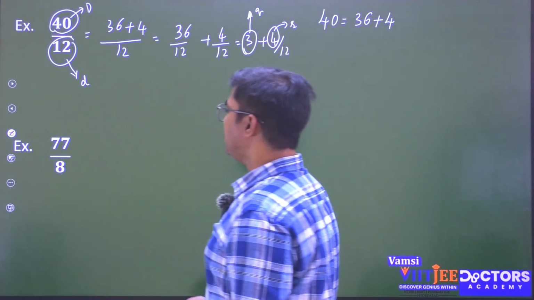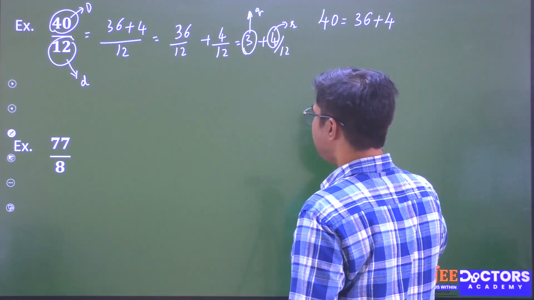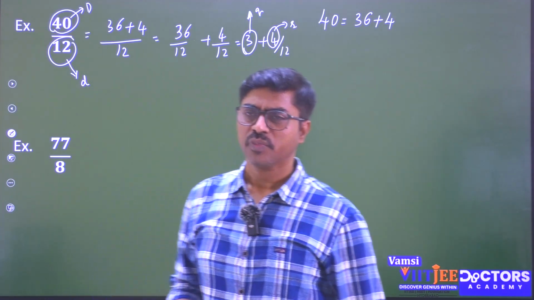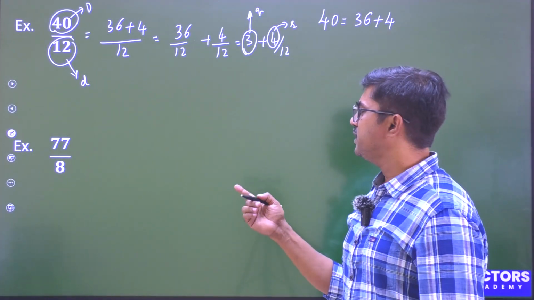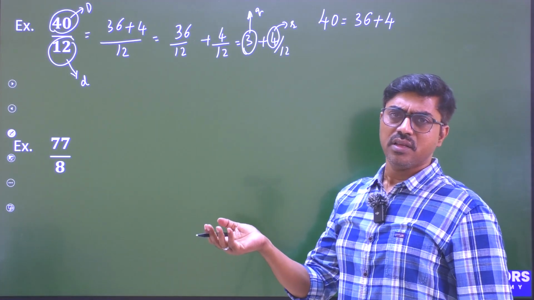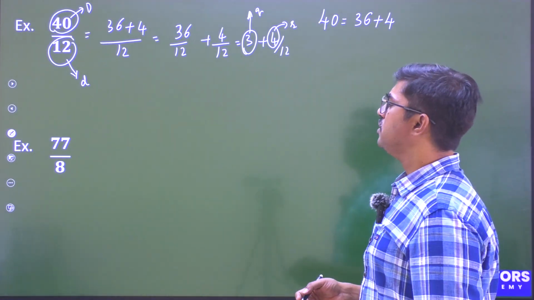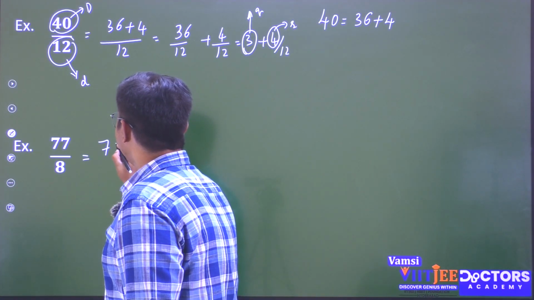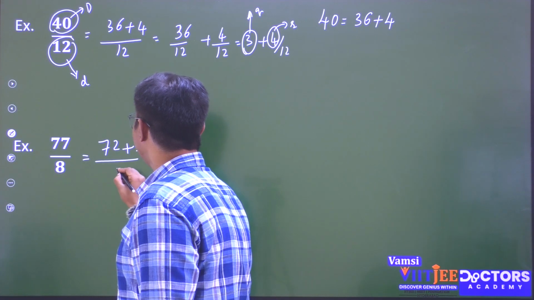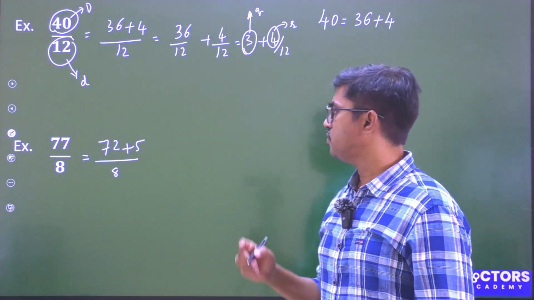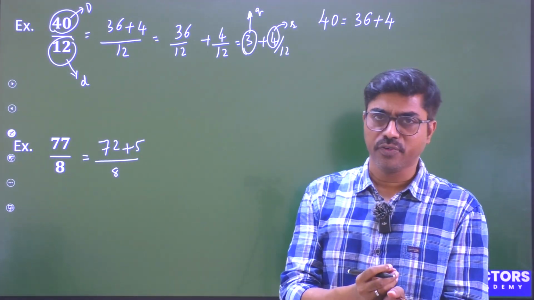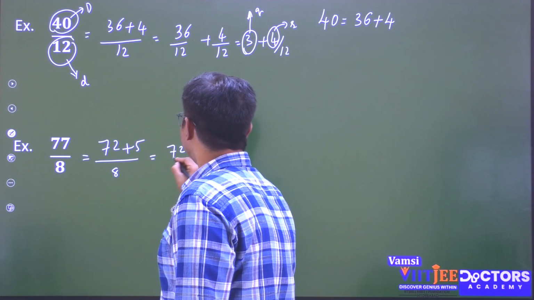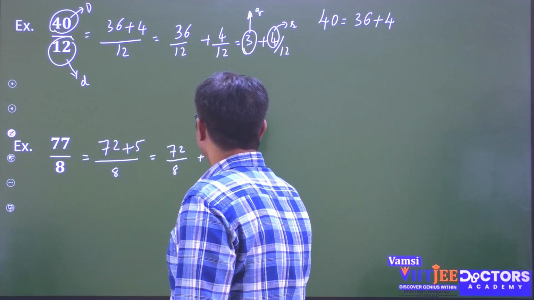Right, another example, 77 by 8, let us take it. First do the division, let's run the table. 8 9s are 72, 8 10s are 80. So this 77 is between 72 and 80. You take the smaller multiple, closest to 77. So I can write 77 as 72 plus 5, divided by 8 as it is. Did you understand why we have written 72? Because that's a multiple of 8, very close to 77. And you can split it into two parts, 72 by 8 plus 5 by 8.